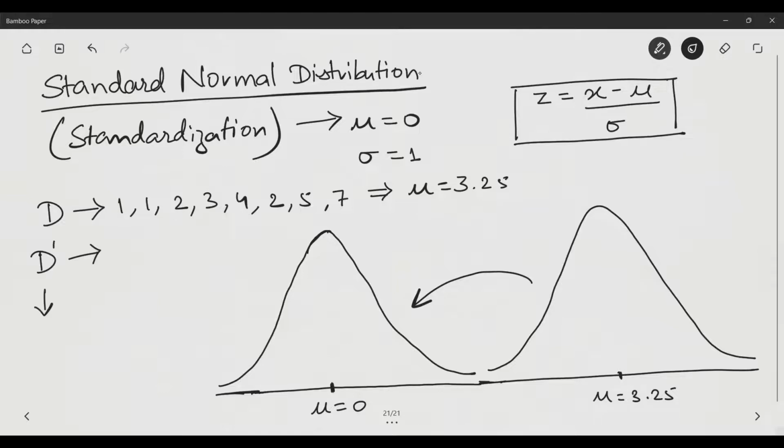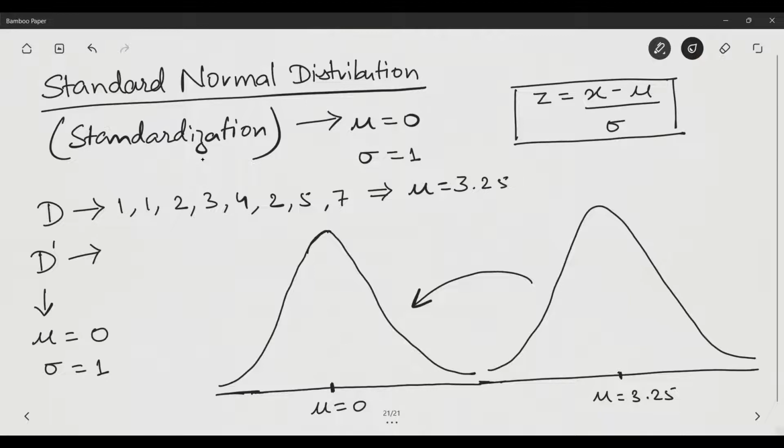And for this new data set, if you try to find the mu, definitely you are able to get 0. And if you try to find the sigma, you are able to get 1. Okay, so you can do this calculation and cross-check my statement. And this is the meaning of standardization.